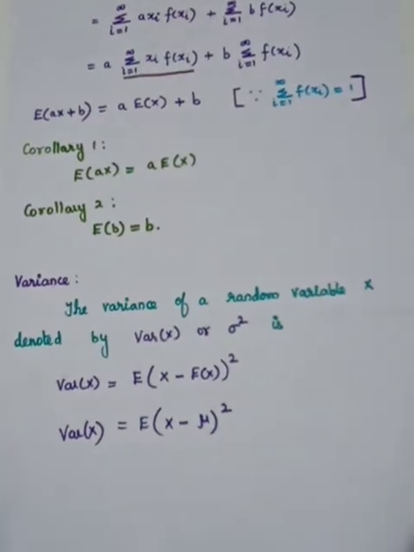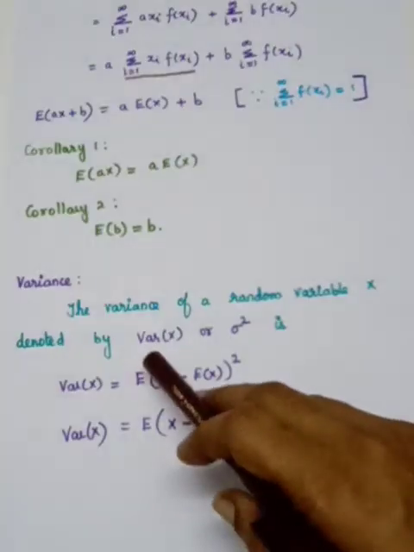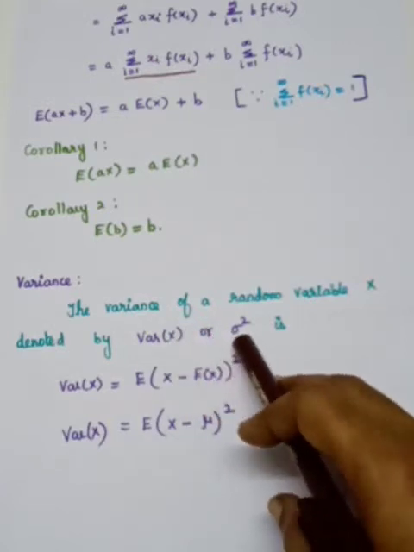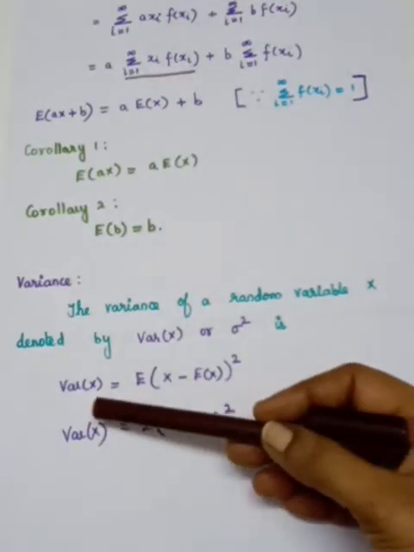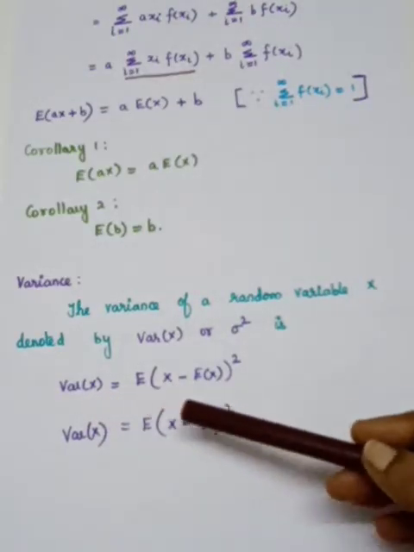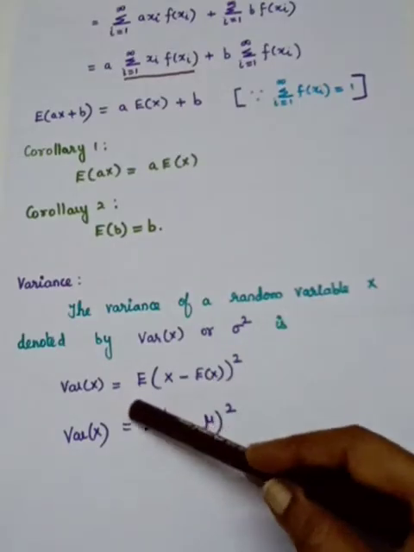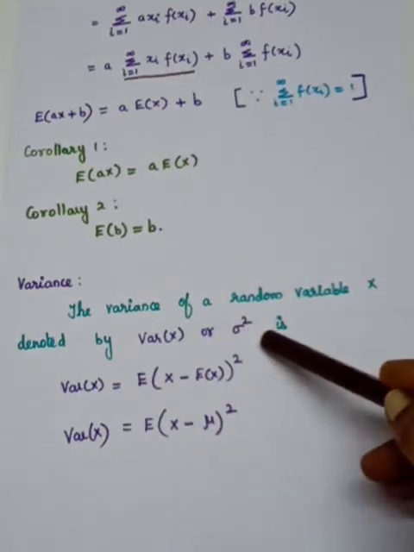So next we are moving to the next topic, variance of the random variable. The mean and the variance only we are going to use in the problems. The variance of the random variable is denoted by var of x, or sigma squared. You have three formulas for the variance of x. The first one: variance of x is equal to E of (x minus E of x) the whole square. That is the variance formula.